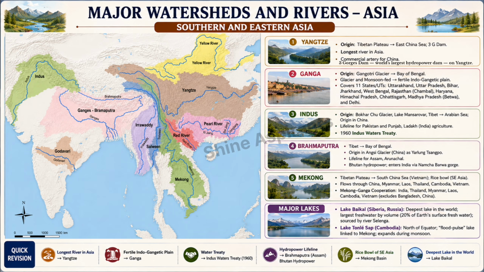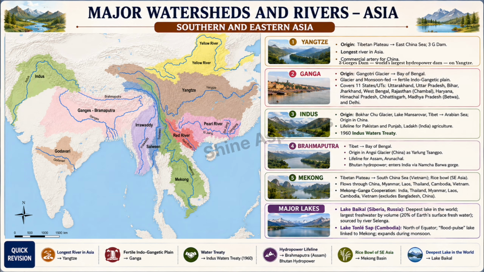Indus River, India and Pakistan. Origin, Bokhar Chu Glacier near Lake Mansarovar, Tibet; mouth, Arabian Sea. Key facts. Origin in China, flows through India, lifeline for Pakistan and Punjab, Ladakh agriculture. The 1960 Indus Waters Treaty between India and Pakistan divided the rivers between the two countries.